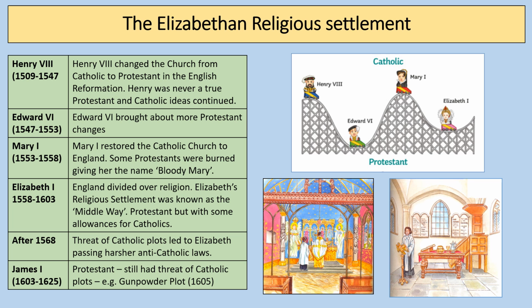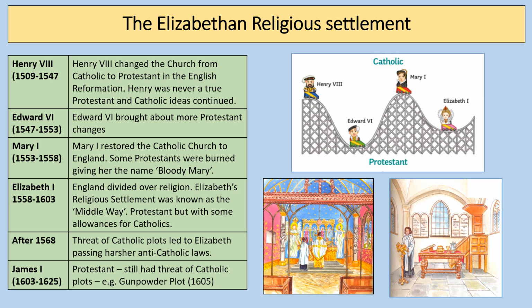So Henry VIII changed the church from the Catholic to the Protestant church in the English Reformation. He was never really a true Protestant and Catholic ideas continued. Edward VI, however, brought more Protestant changes in, and then Mary I restored the Catholic church. Some Protestants were burned at the stake, giving her the name Bloody Mary.